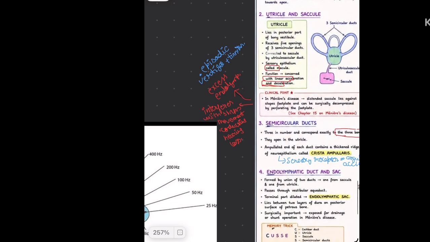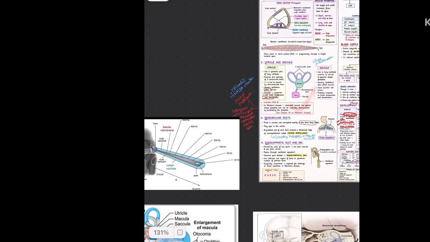So one more thing, Meniere's disease. What is Meniere's disease? Meniere's disease is a disease in which there is excess endolymph accumulation in the membranous labyrinth. So what happens? The saccule gets distended. When the saccule gets distended, what will happen?